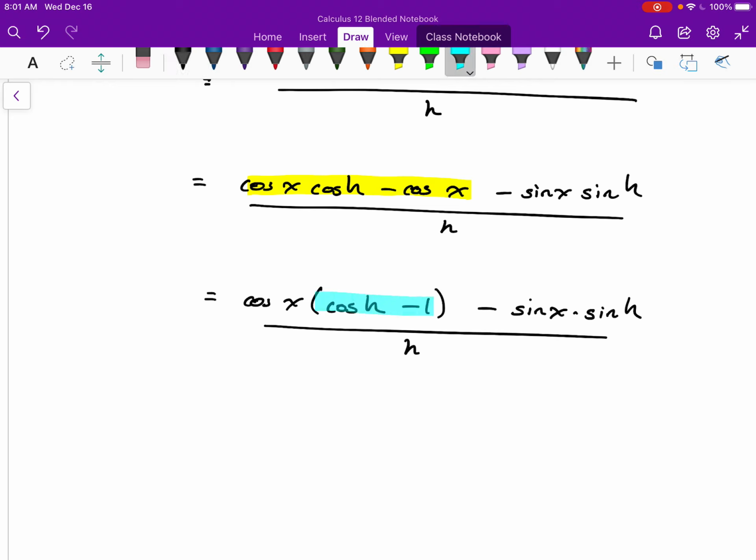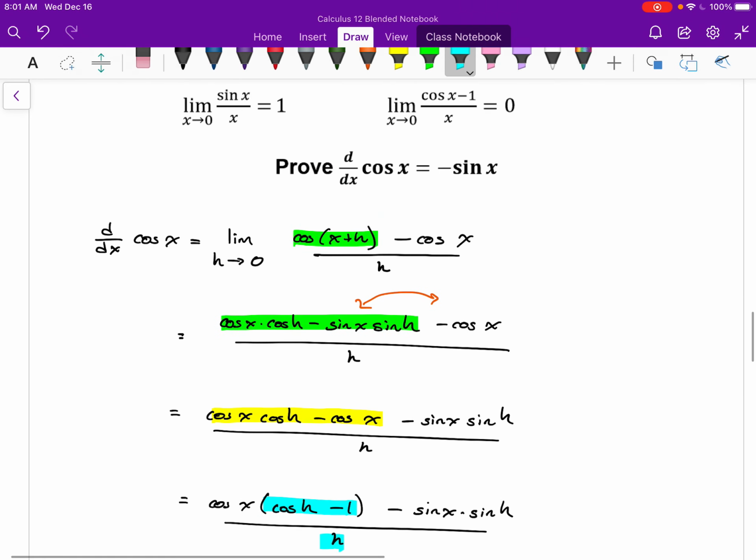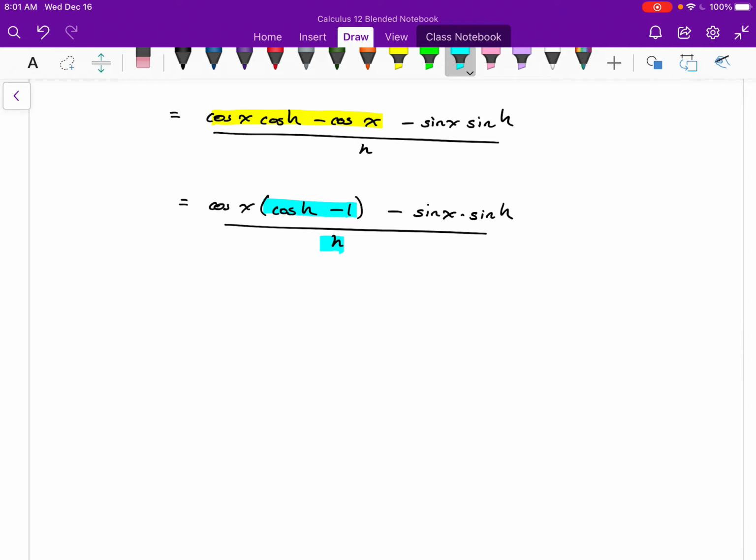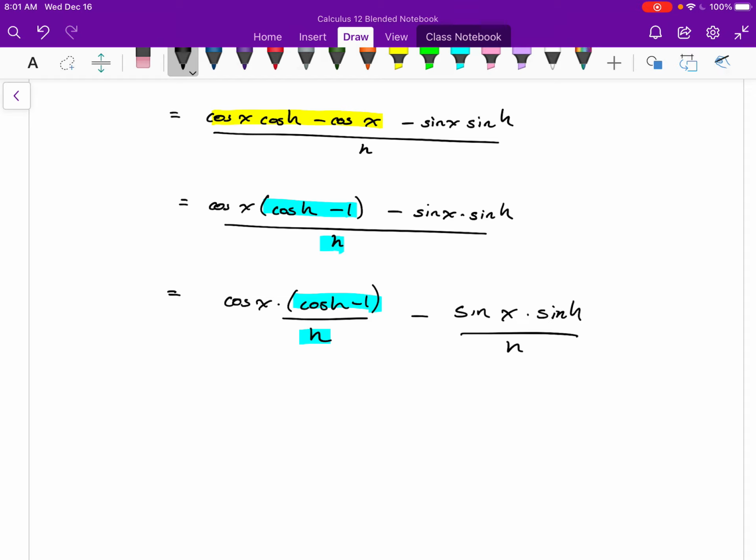Well, right here, cos h minus 1 over h, that is the exact same form as what I see up here. Yeah, that's an x. It doesn't really matter. As long as the variable in there is approaching 0, we know that limit is going to equal 0. So now I still have other stuff going on around there, but I can get at that if I break this up into two fractions: cos x times cos h minus 1 over h, and then minus sine x times sine h over h.